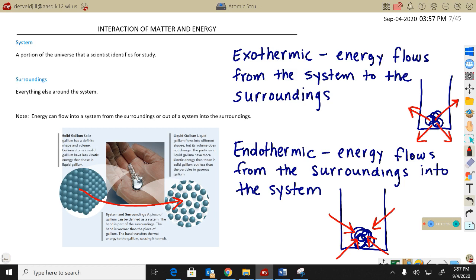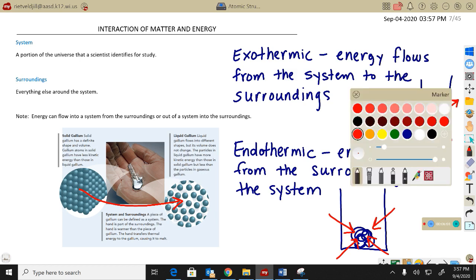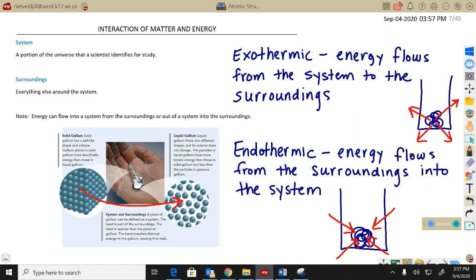And so we have something that might look kind of like this. Let's pick another color. So the energy is going from the hand into the gallium. And so there's an exchange in energy. For the gallium to melt, it requires energy. It gets that energy from its surroundings. The gallium would be considered the system. So when matter and energy interact with each other, there's always some kind of a change. And often they're really cool.